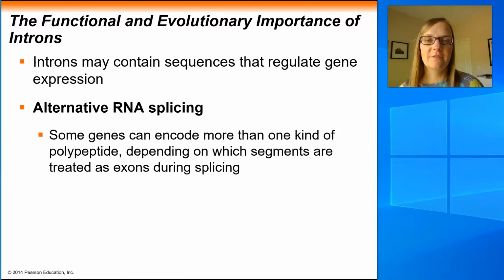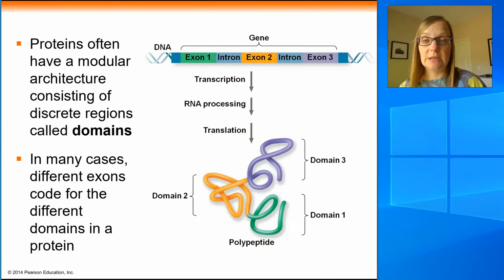Alternative RNA splicing is choosing which exons to keep at different points in a cell's life, right? So you can take one gene and you can make multiple different proteins out of that same gene. So you don't have to carry a lot of genetic information. You have a little bit of flexibility in the genetic information that you carry, meaning that you can create different products from that same gene.